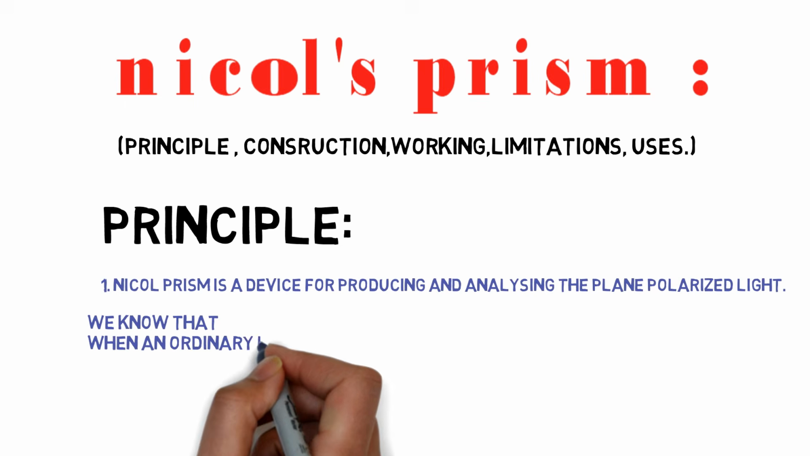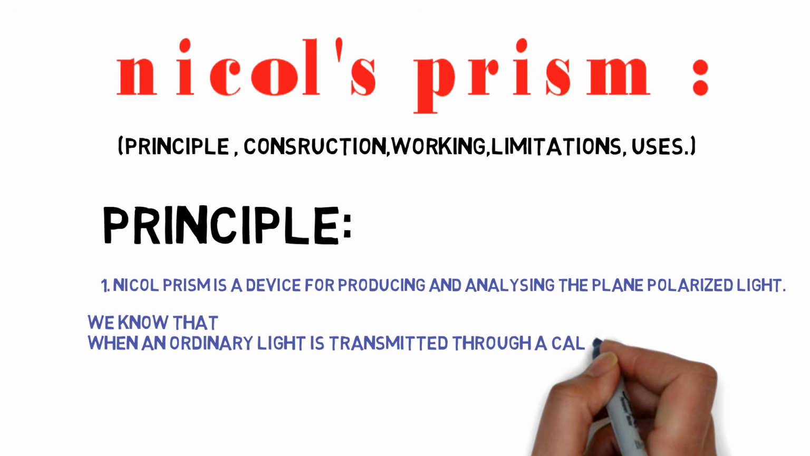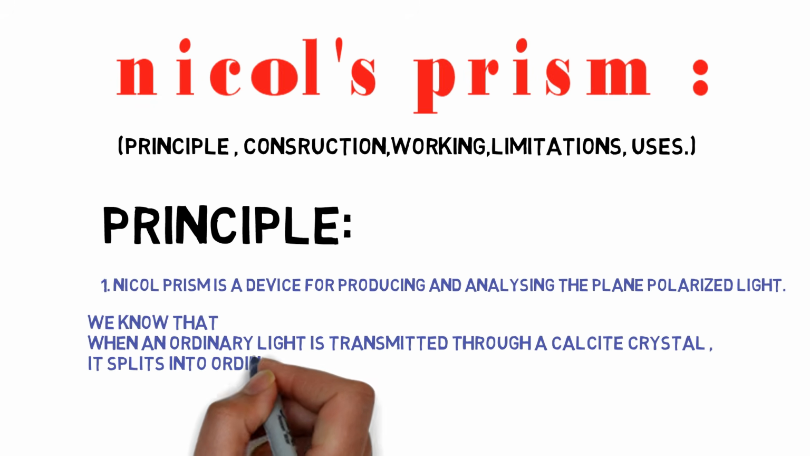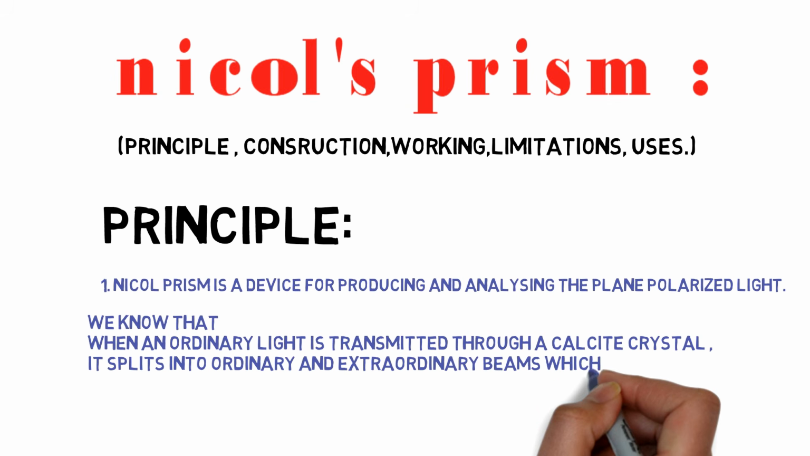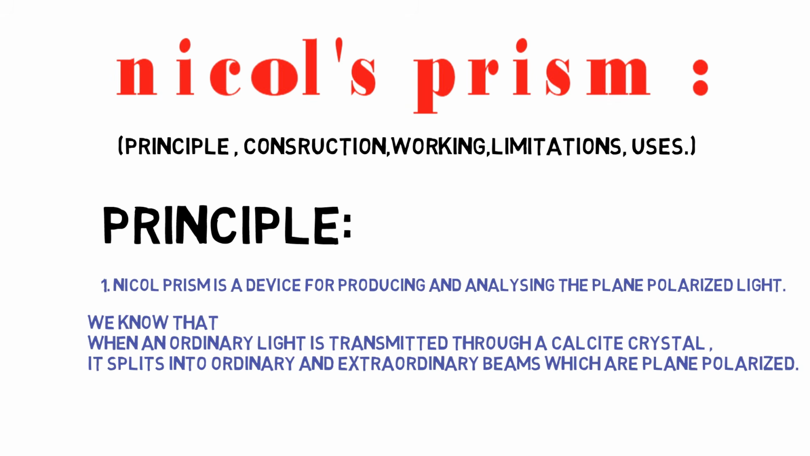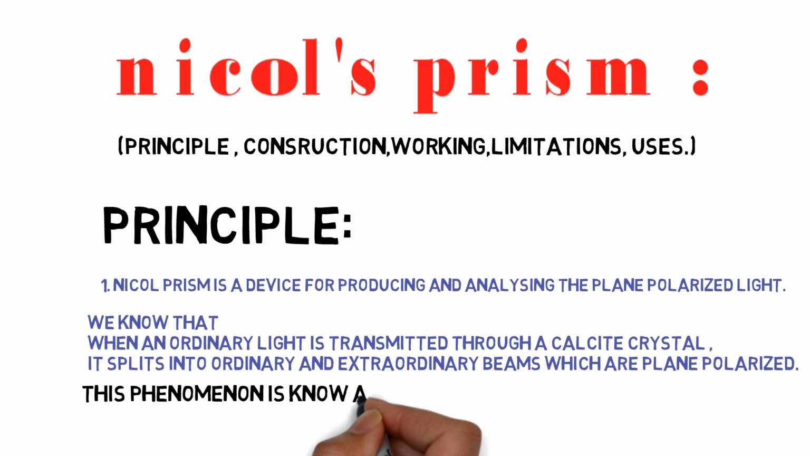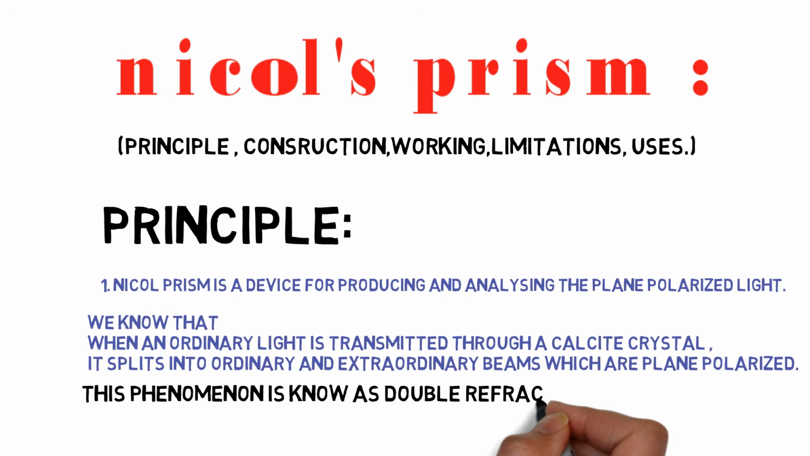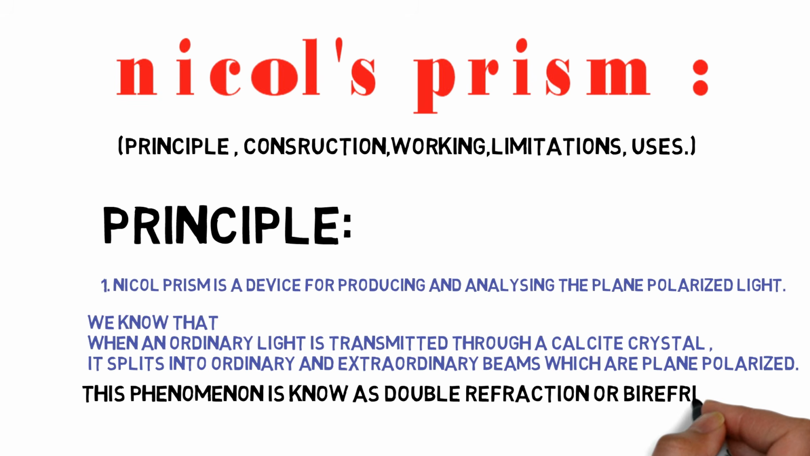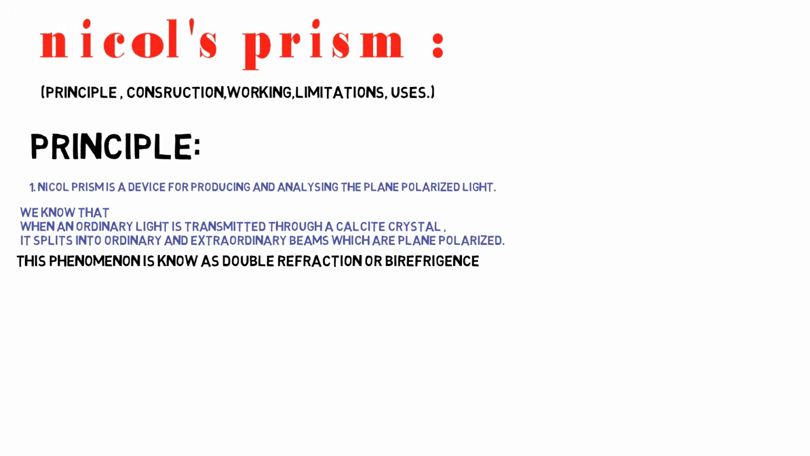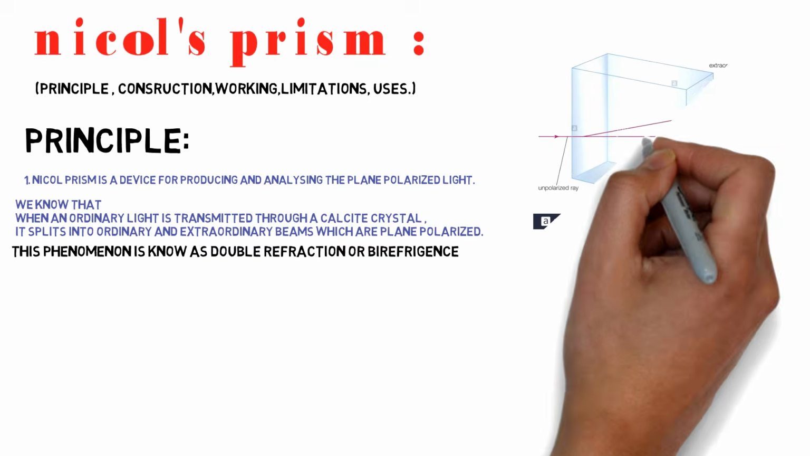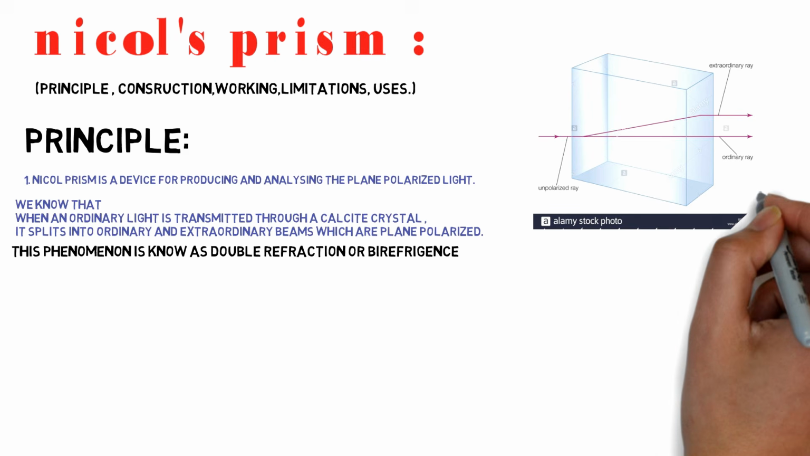We know that when an ordinary light is transmitted through a calcite crystal, it splits into ordinary and extraordinary beams, which are plane polarized. This phenomenon is known as double refraction or birefringence. Here we see the double refraction diagram.